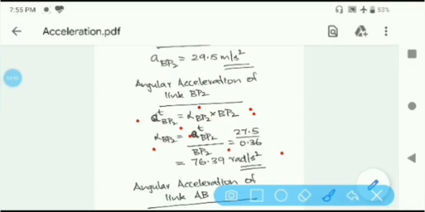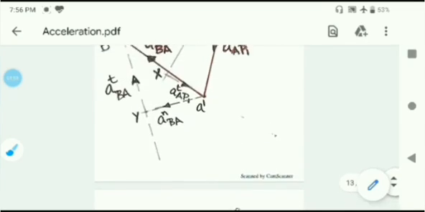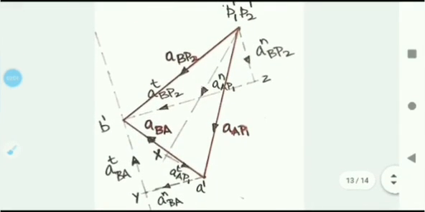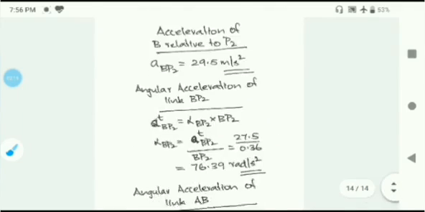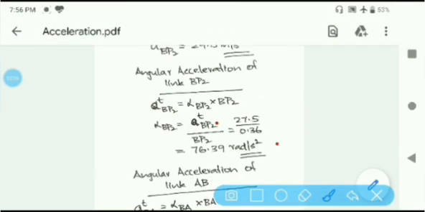Also the tangential component of acceleration of B relative to P2 can be obtained from the acceleration diagram. The tangential component of acceleration of B relative to P2 will be the length of the line Z B prime. Okay, so that is the tangential component of acceleration of B relative to P2. When you substitute that in this particular equation, you will get the angular acceleration, that will be 76.39 approximately. Unit is radians per second square.